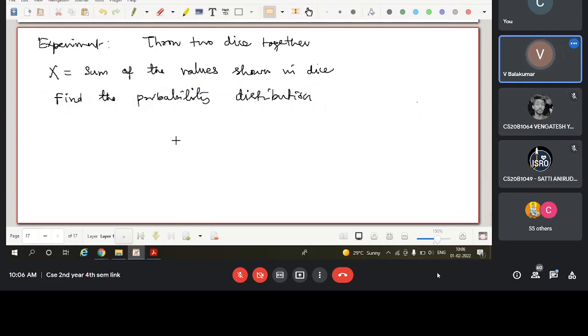Maybe I'll ask you how many values capital X can take. That's my first question. From 2 to 12. 2 to 12. So then I should write 2 to 12, you are saying. Okay, because we are willing to do the summation. Okay, very good.